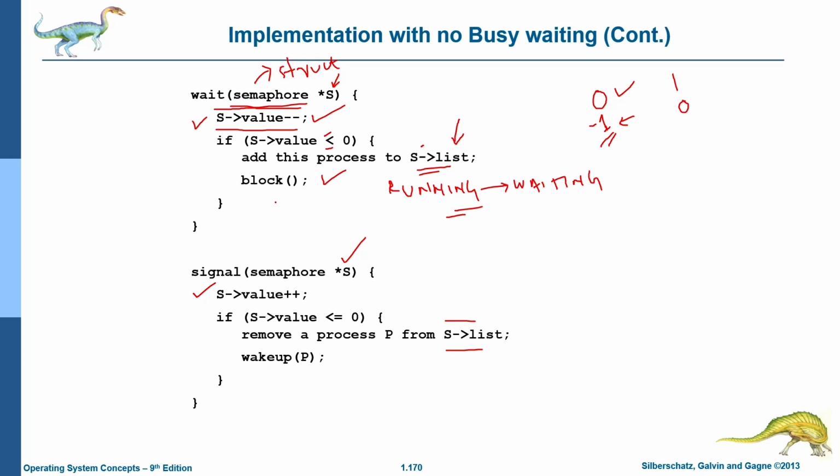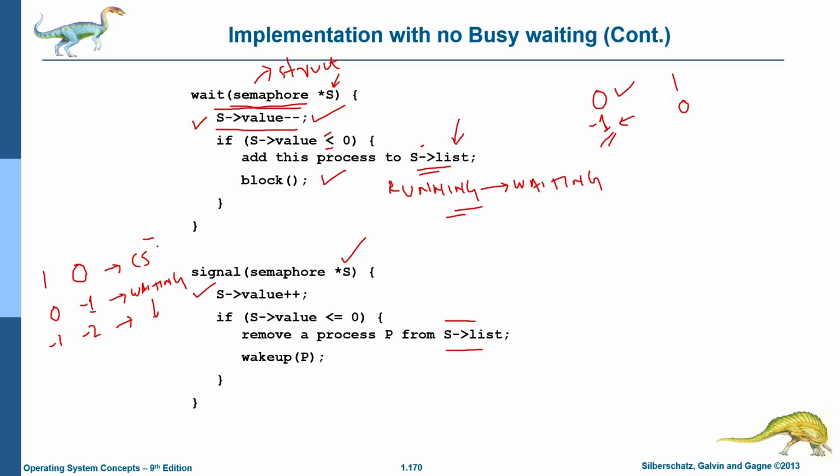So what's going on here? Well, let's say the value of the semaphore is 1. When the first process enters, it makes it 0 and it is able to enter the critical section. The second process that comes makes the value -1. It is waiting in the list. The third process makes it -1 to -2. This is also waiting in the list.